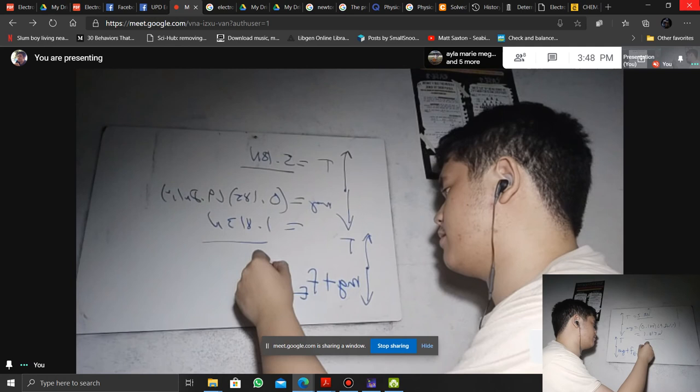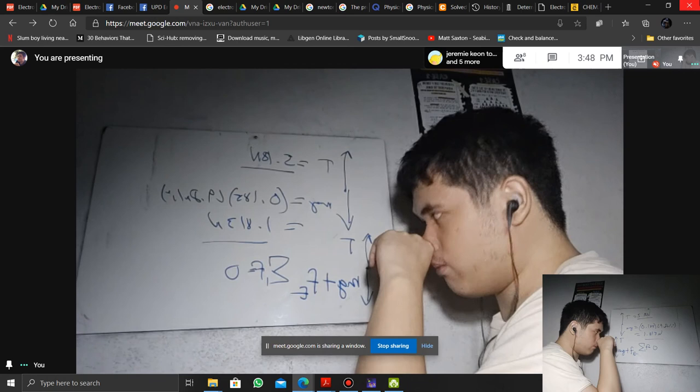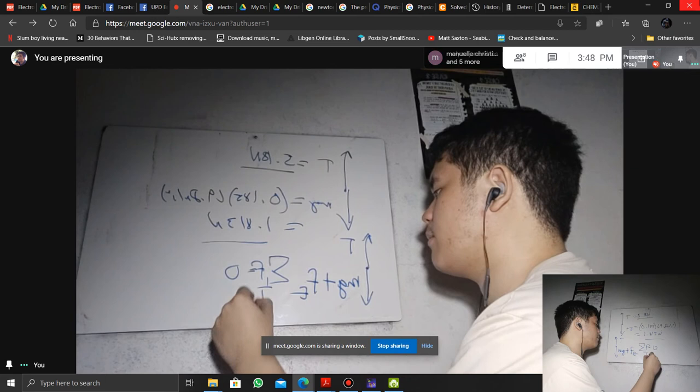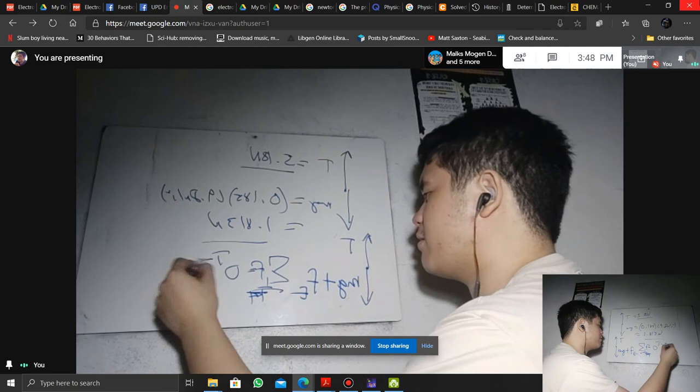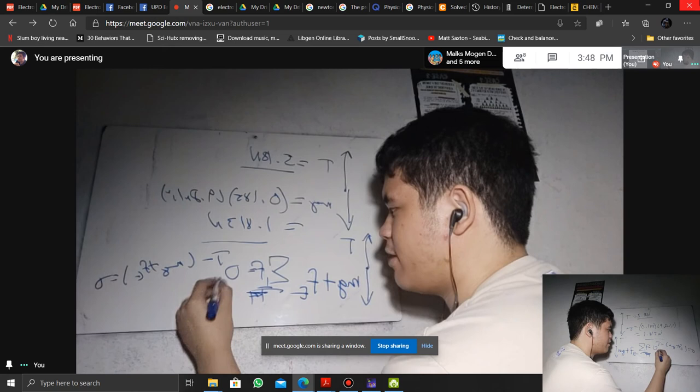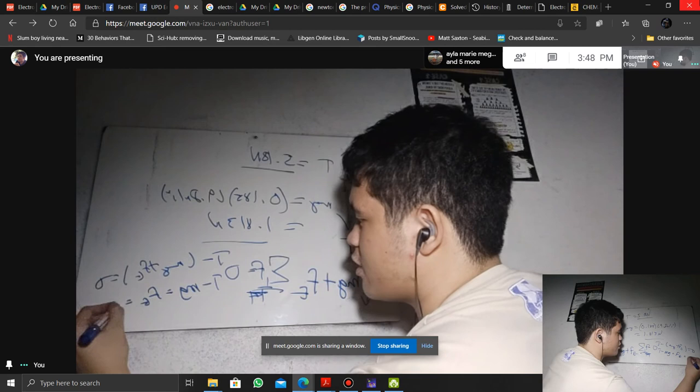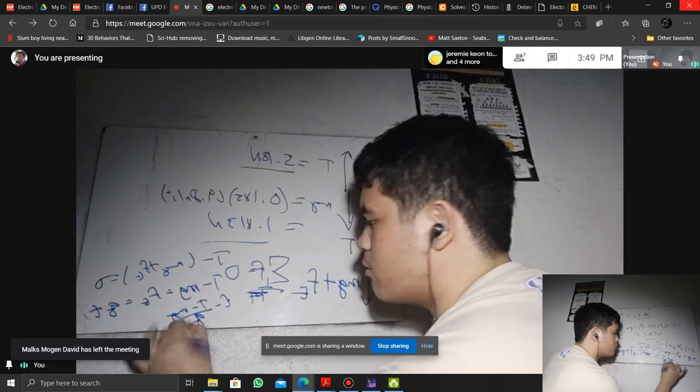Sum of force equals 0. So T minus mg plus electric force equals 0. T minus mg equals Fe equals QE. E equals T minus mg over Q. Ayan, gets ba? Gets ba, guys?